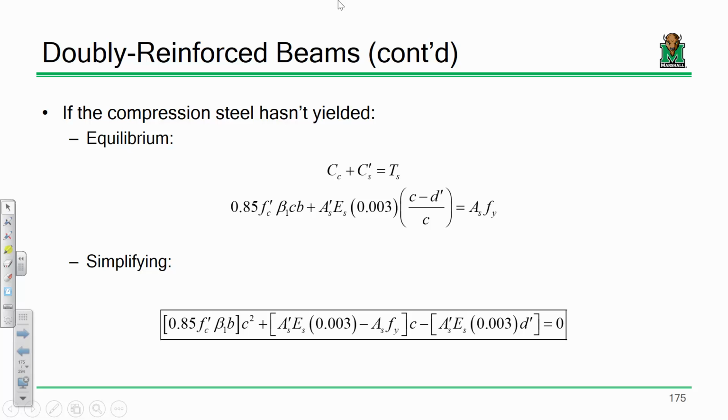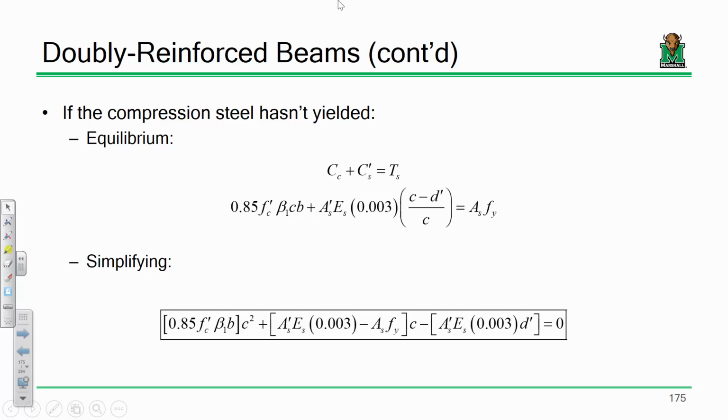What do I have? I've got a pile of junk times c squared plus a pile of junk times c minus another pile of junk equals 0. It kind of looks like a quadratic equation. So if your compression steel doesn't yield, you've got to solve this quadratic equation to find how deep the neutral axis is such that compression equals tension. Does that make sense? That's a little bit wild, I know. This is a new one, so I want this to sink in.